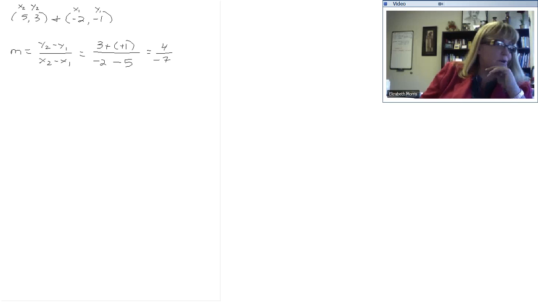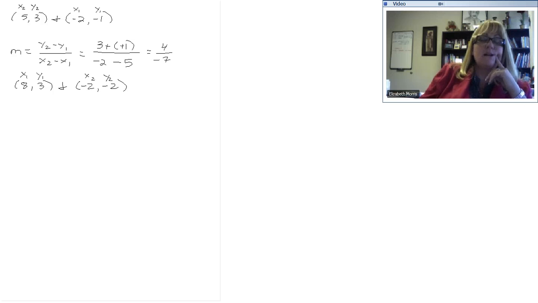Let's try another one, though. I want you to use other numbers. How about we use 8, 3, and negative 2, negative 2. Okay? Here you have an x and a y, and an x and a y. These are my first ones. These are my second ones. And slope is y2 minus y1 over x2 minus x1. So we're going to fill it out.